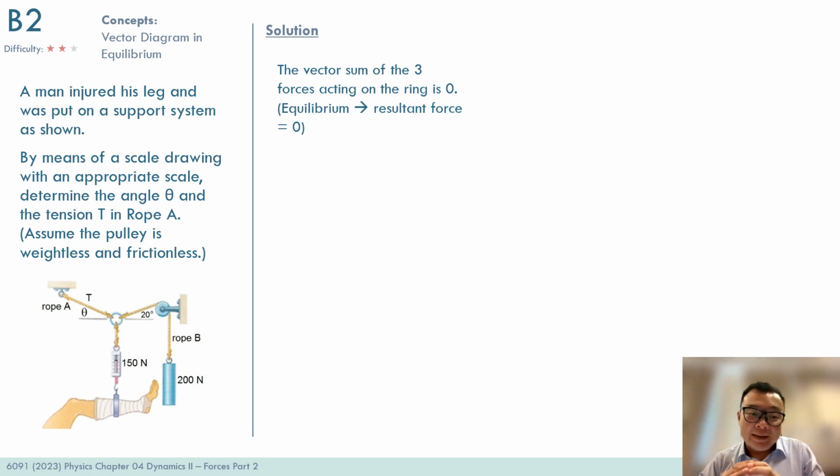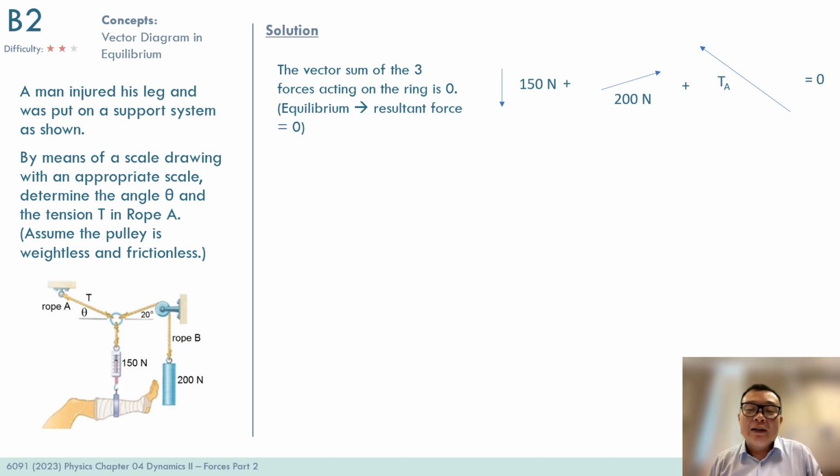If you look at the ring, there are three forces pulling on the ring. A tension force towards the top left, another tension force by rope B, a 200 Newton force that pulls the ring towards the top right corner, and lastly the third force acting on the ring is a downwards force of 150 Newton pulling the ring downwards. So the sum of these three vectors will get us a resultant force of 0 because the object is stationary, it's not moving, it's at equilibrium.